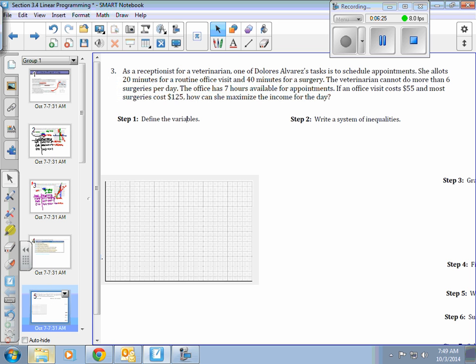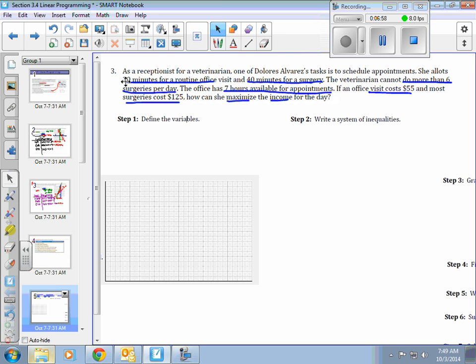Example 3: as a receptionist for a veterinarian, one of Dolores' tasks is to schedule appointments. She allots 20 minutes for routine office visits and 40 minutes for a surgery. The veterinarian cannot do more than 6 surgeries in a day. The office has 7 hours available for appointments. If an office visit costs $55 and most surgeries cost $125, how can she maximize the income for the day?